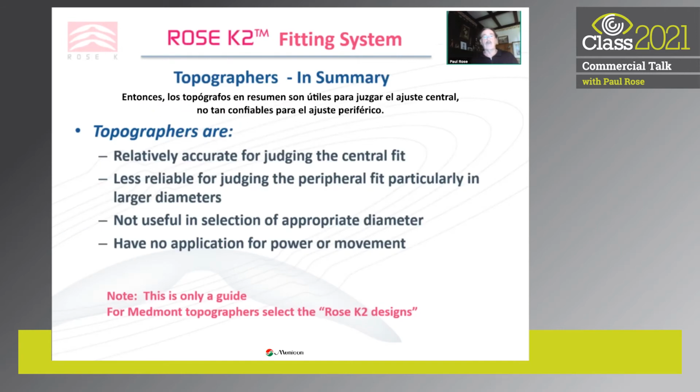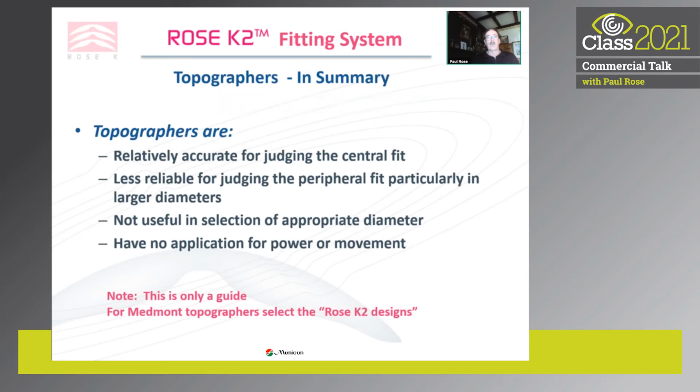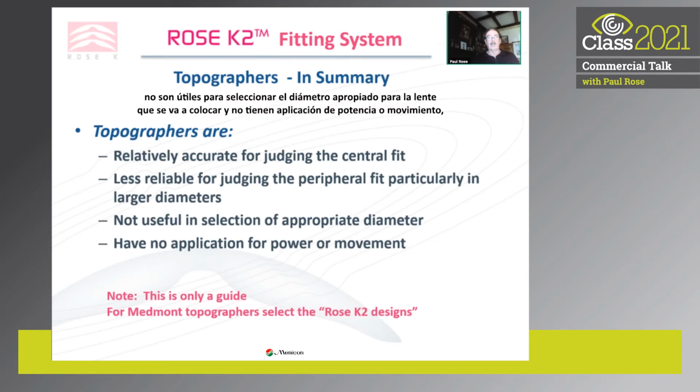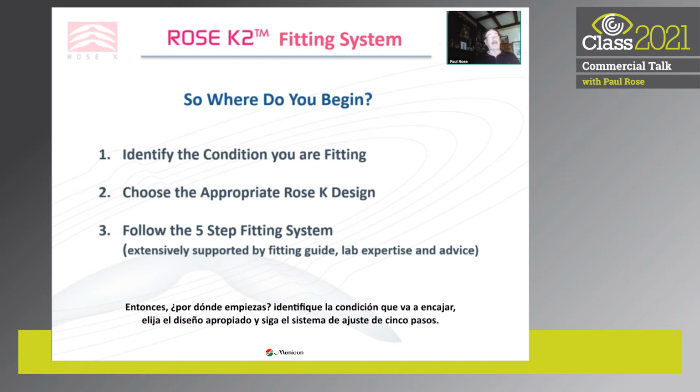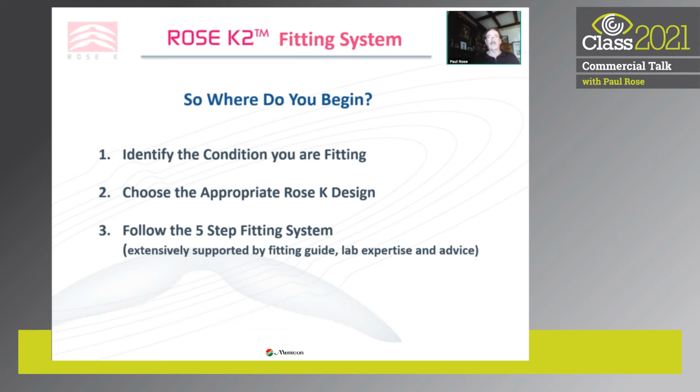So topographers, in summary, are useful for judging the central fit, not as reliable for peripheral fit, as often the maps are not as accurate as you get out to the 5 and 7 millimeter circles. Not useful in selecting the appropriate diameter for what lens you're going to fit, and have no application for power or movement. So they don't replace putting a trial lens on an eye. So where do you begin? Identify the condition you're thinking you're going to fit, choose the appropriate design, and follow the 5-step fitting system.